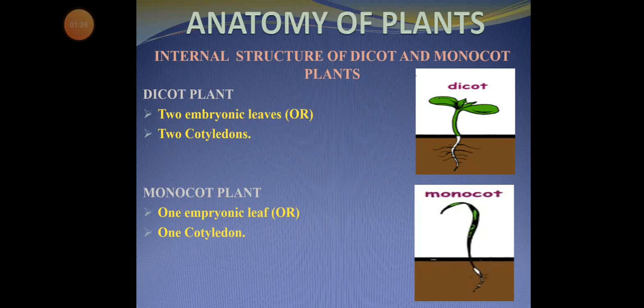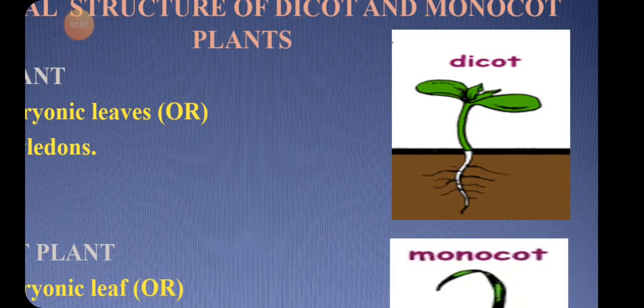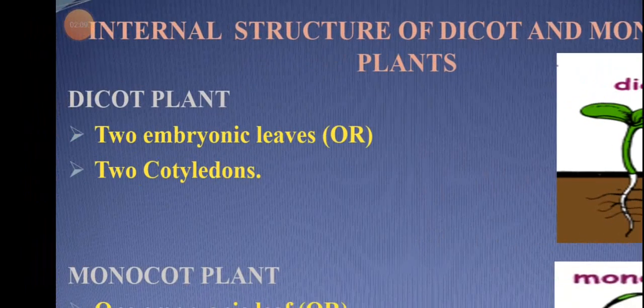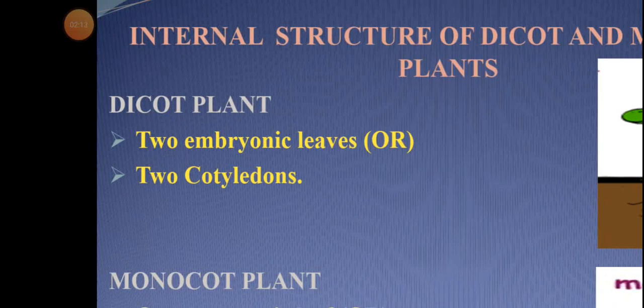Then what is dicot and monocot? What do cotyledons mean? While the seed is germinating, some covering or protecting leaves are present with the seed. Those leaves are called cotyledons. If the seed has two cotyledons while germinating, that is a dicotyledon. The picture is also given, a very simple picture, and two embryonic leaves are present. That's why it is called a dicot plant.